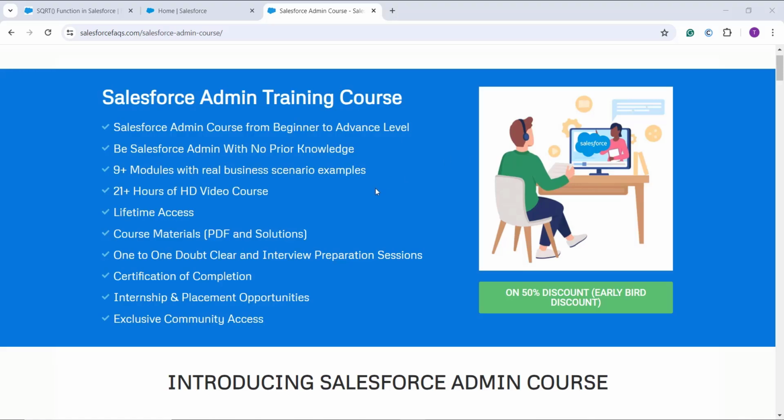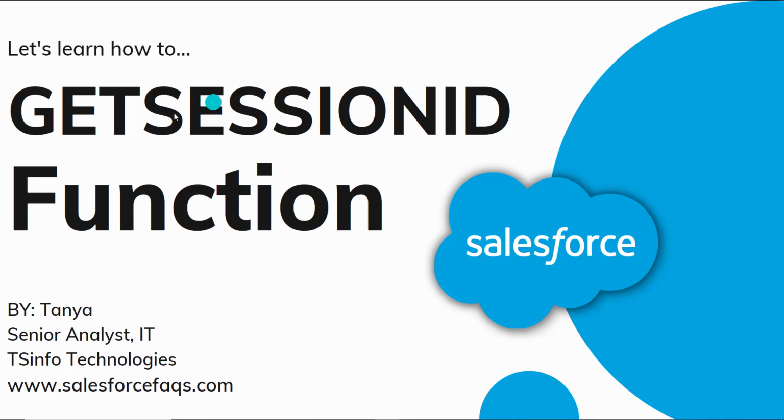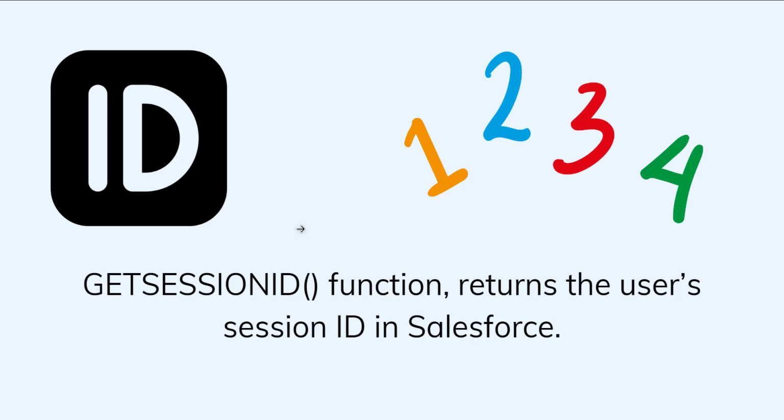So now let's move back to our today's topic. Today we are going to learn about the GETSESSIONID function in Salesforce, and we are going to learn this concept for both Salesforce Lightning as well as the classic. So let's first understand what we mean by the GETSESSIONID function in Salesforce. It is one of the text functions of Salesforce that is used to return a user session ID in Salesforce, and this function may be useful in hyperlinks or other applications that use salesforce.com's credentials for authentication.